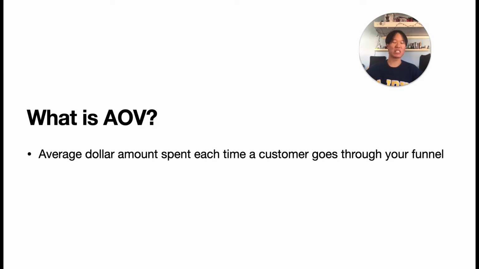In this video, let's talk about why AOV isn't telling you everything you need to know about your business. But to start, let's talk about what even is AOV. AOV is the metric that tracks the average dollar amount spent each time a customer goes through your funnel. The formula for that is revenue divided by total number of orders. So let's say your funnel sales were $31,000 and you had a total of 1,000 orders. $31,000 divided by 1,000, you get 31. So your AOV for that funnel is $31.